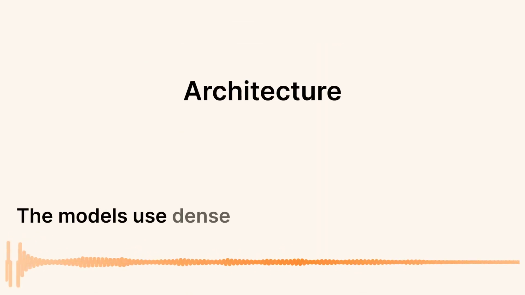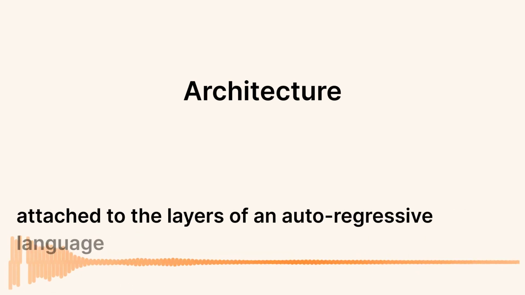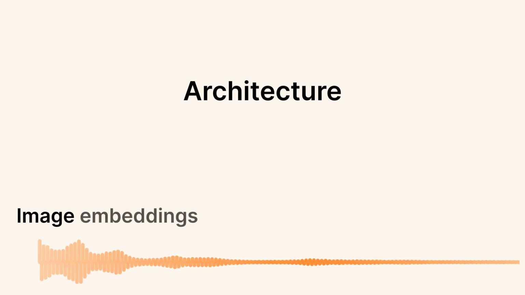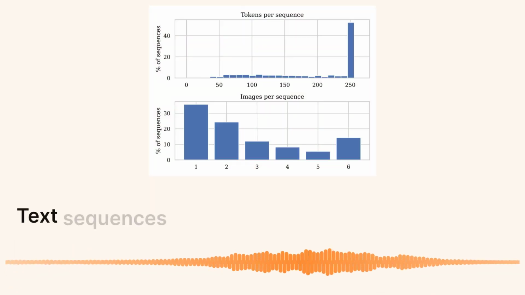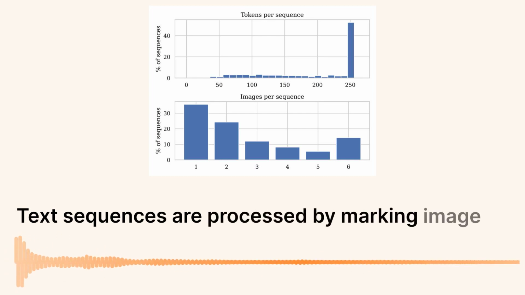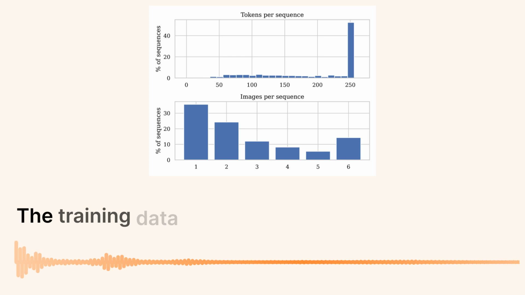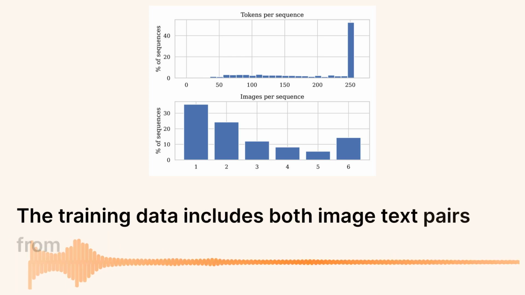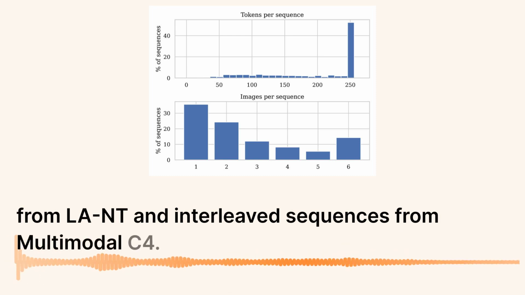The models use dense cross-attention modules attached to the layers of an autoregressive language model. Image embeddings are extracted using CLIP as a vision encoder. Text sequences are processed by marking image locations with tokens like <image> and <|endofchunk|>. The training data includes both image-text pairs from LAION and interleaved sequences from multimodal C4.